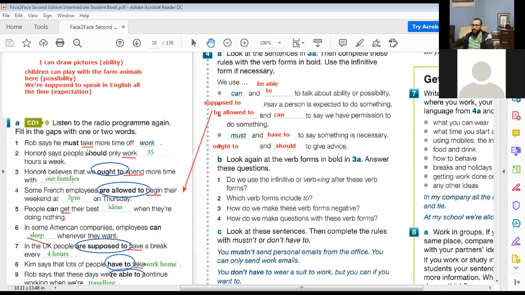Like able, for example, are you able to? Okay, so this is correct: Are you able to work at home? This is correct. What about have to? Do, for example, do you have to?